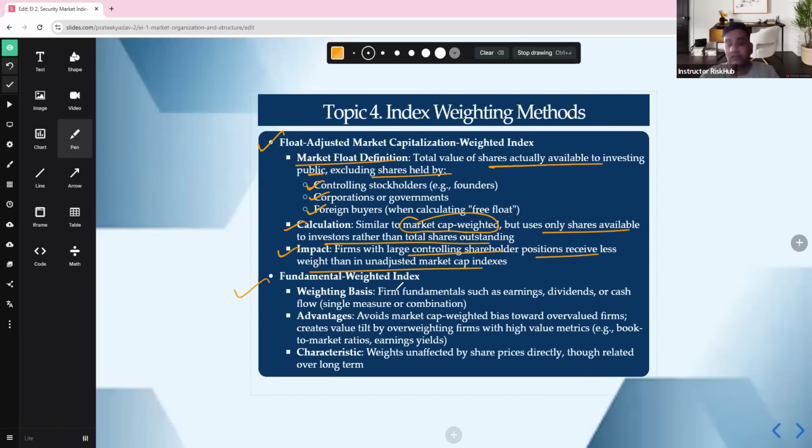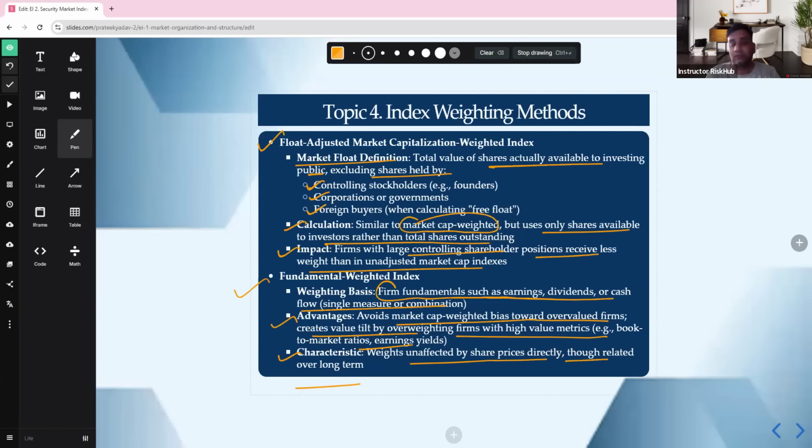Fundamental weighted index: weights based on firm fundamentals such as your earnings, dividends or cash flow, etc. Advantages: avoids the market cap weighted bias towards overvalued firms, creates a value tilt by overweighting firms with high value metrics and characteristics, with weights unaffected by share price directly, though related over the long term.